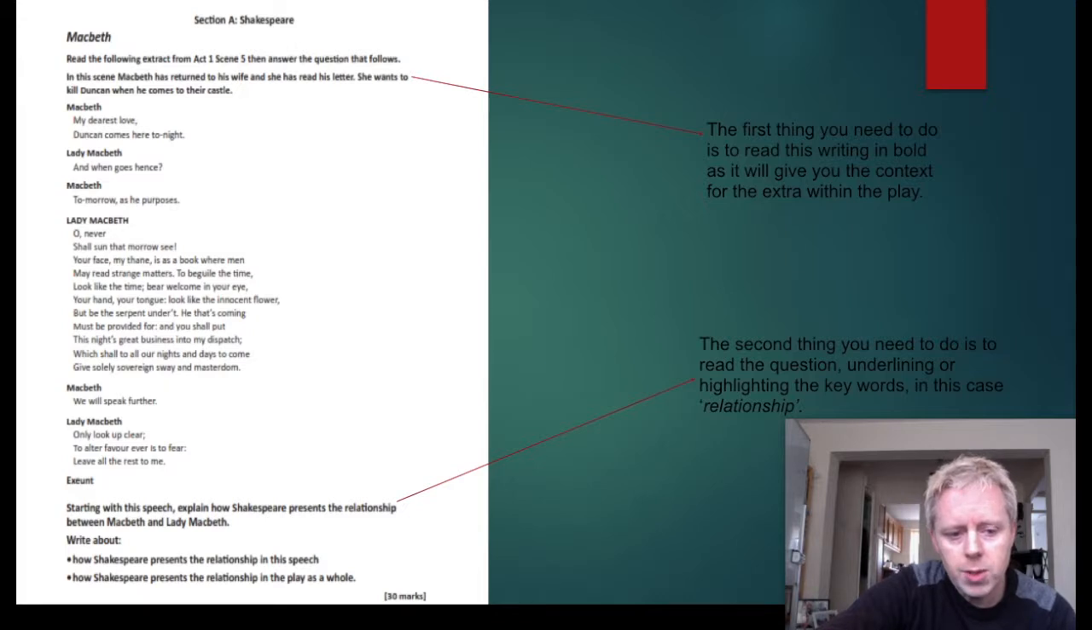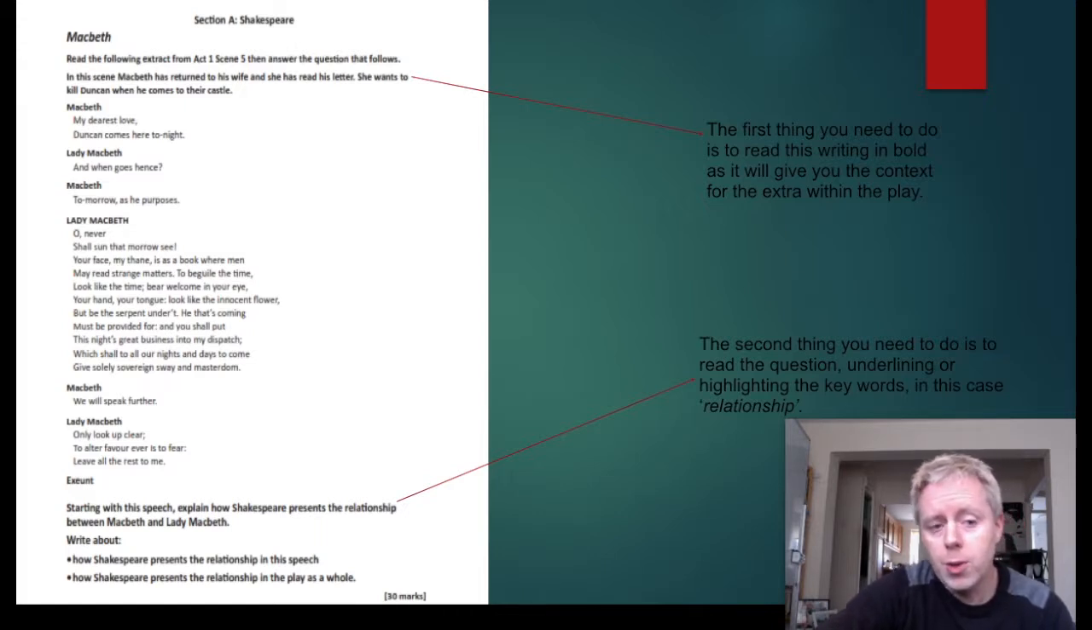The next thing you do is you skip to the bottom of the extract and read the question. Starting with this speech, explain how Shakespeare presents the relationship between Macbeth and Lady Macbeth. Write about how Shakespeare presents the relationship in this speech and in the play as a whole. So your knowledge of the play is such that you'll be able to answer that question now without too much hesitation. What is their relationship like?